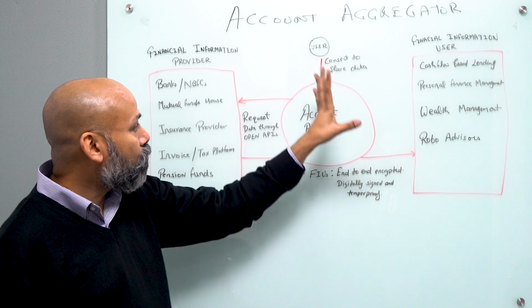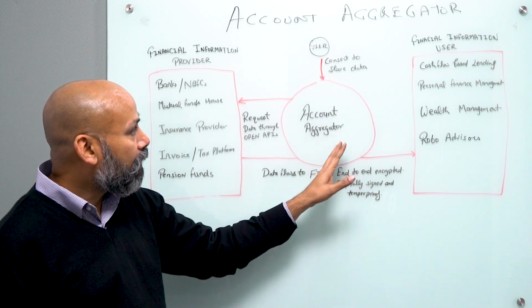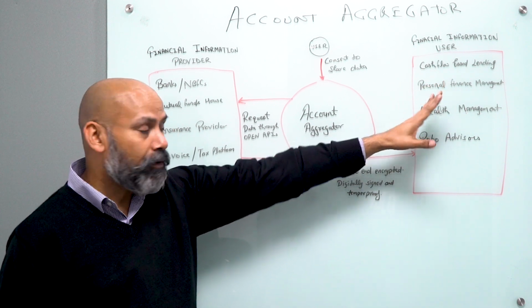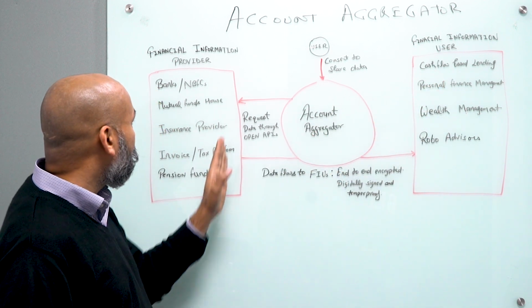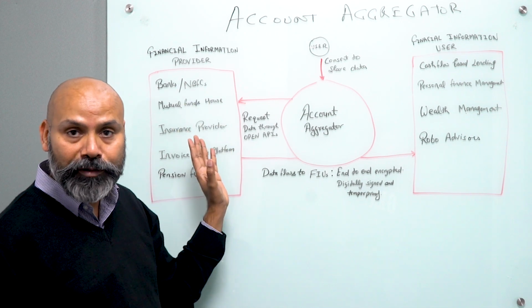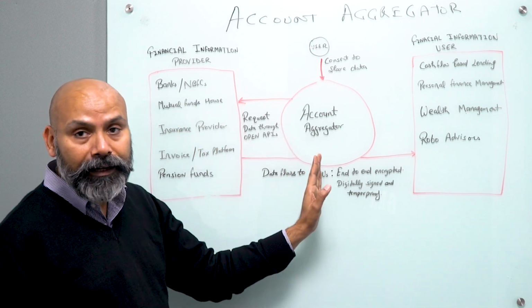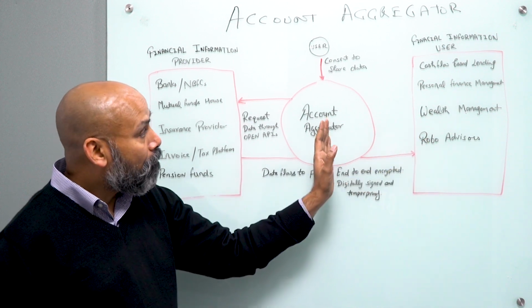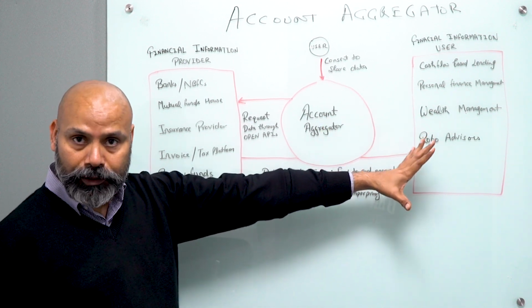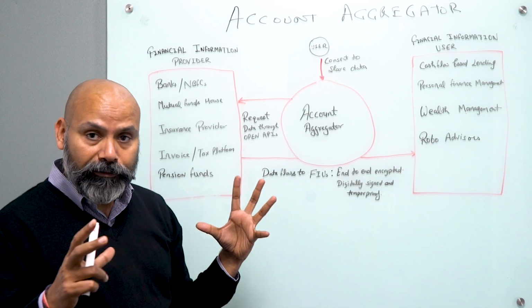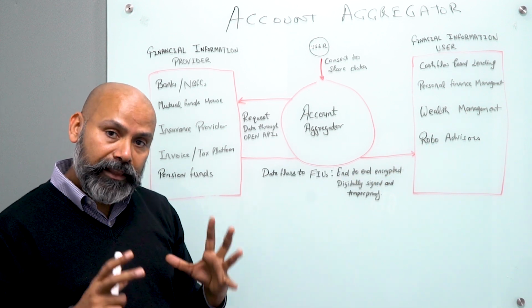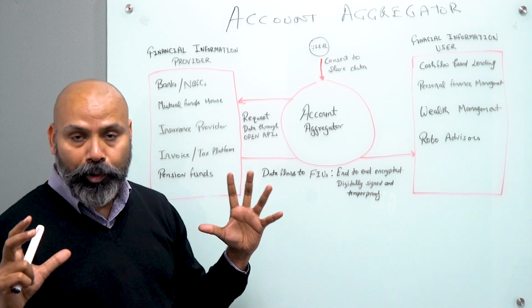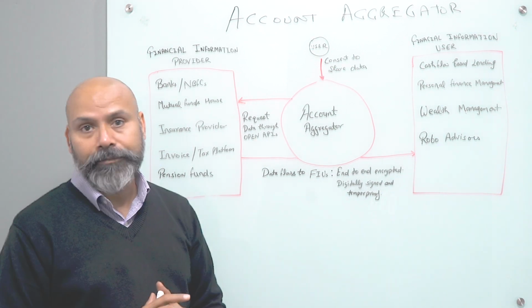The user has to give consent to the account aggregator when they receive a request from the financial information user to collect the data in real time from any of these financial information providers, aggregate it, and give it back in real time, in a consented mechanism, to the financial information user. That fundamental aspect and those fundamental data rails are the important aspect of data aggregation.